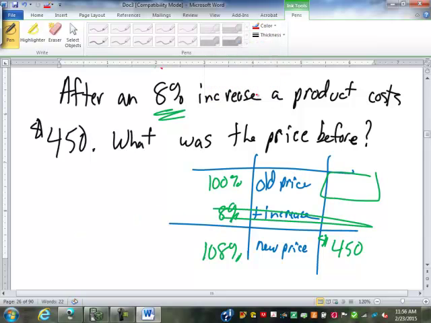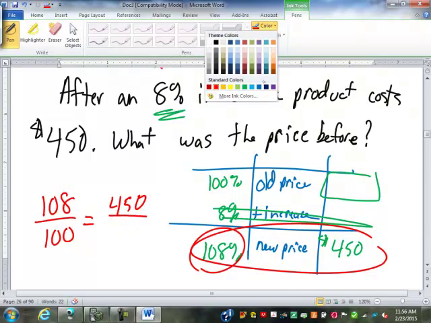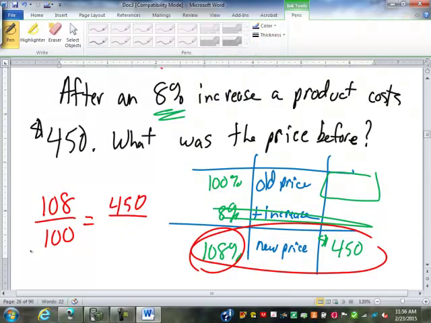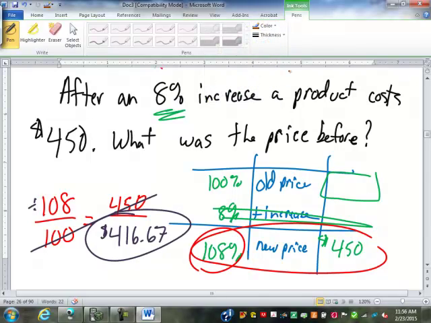So again, we see here that what we're looking at isn't 8%, but 108%. And we see that the 450 goes with the 108. So 450 has to go on top here. And we can cross multiply and divide. 100 times 450 divided by 108 is $416.67.